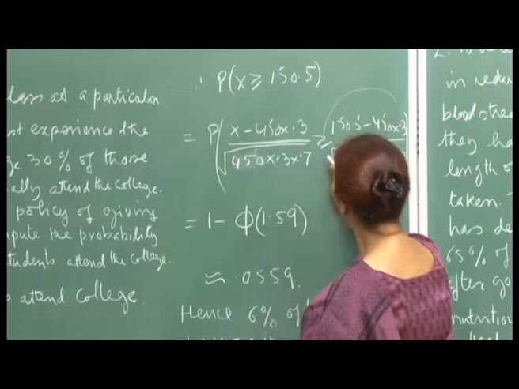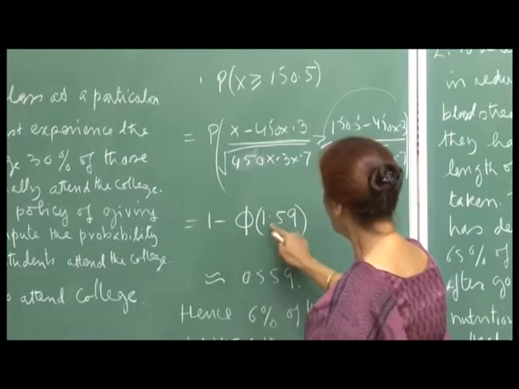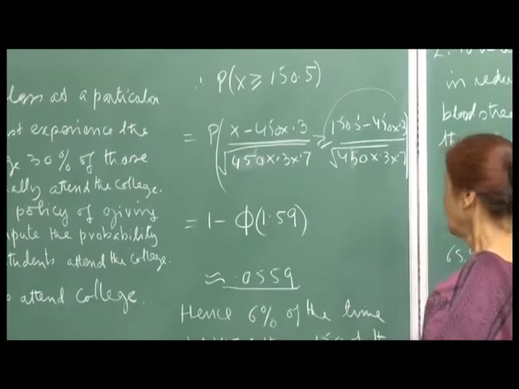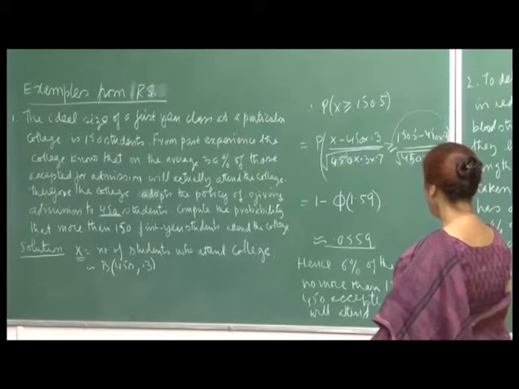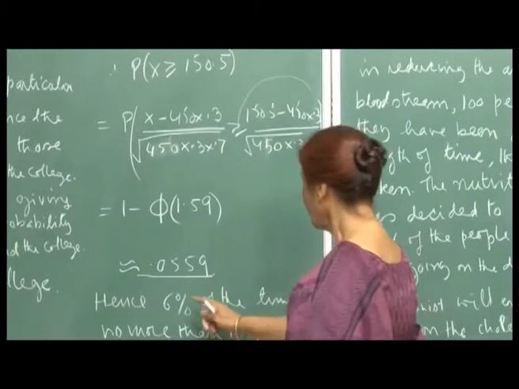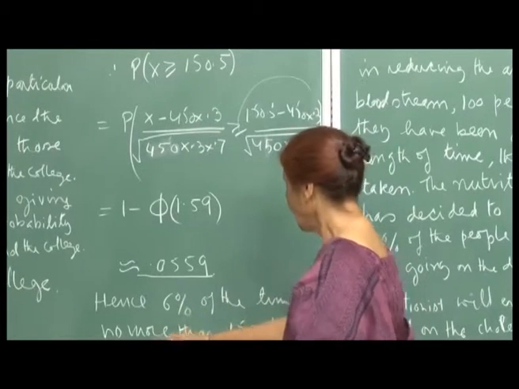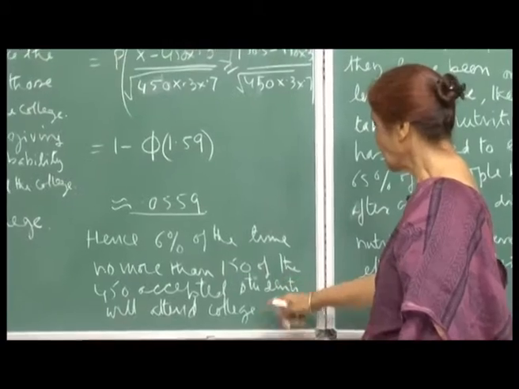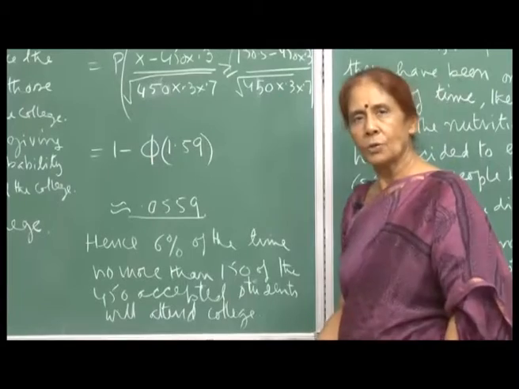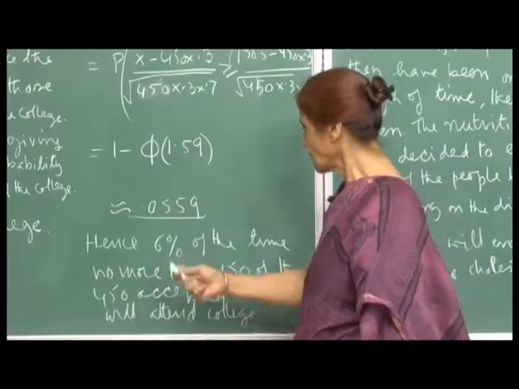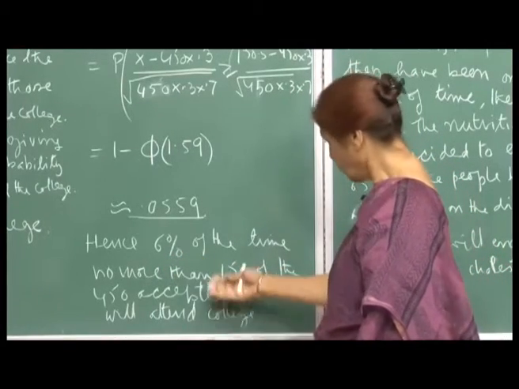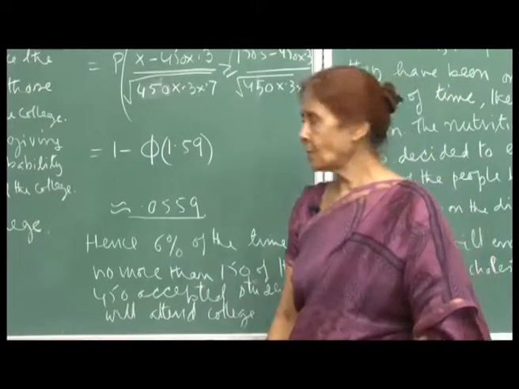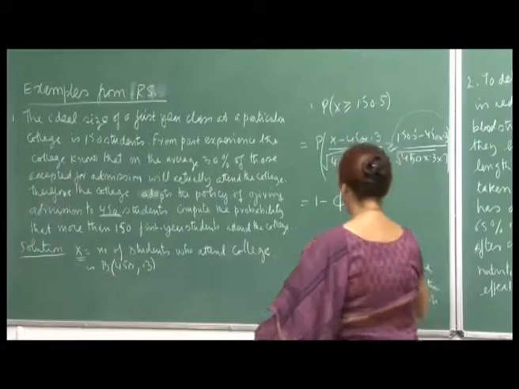So, this required probability is 1 minus phi of 1.59, which comes out to be 0.0559. So, hence this reduces to 6% of the time more than 150 of the 450 accepted students will attend college. So, the college is in a good situation, because there is only a 6% chance that more than 150 people will actually come and attend the college, those who have been offered admission. Okay. So, this was one situation.